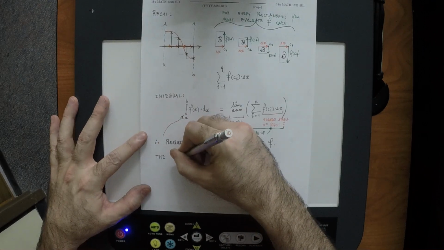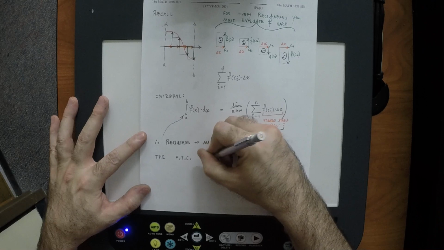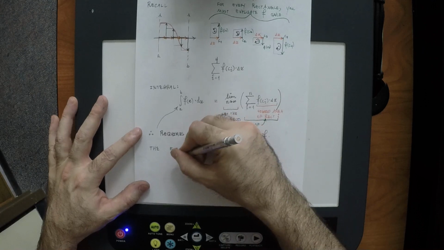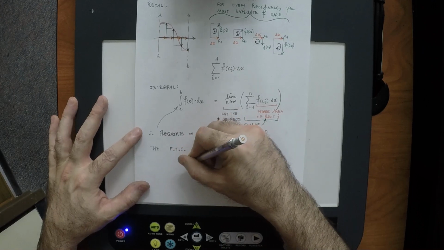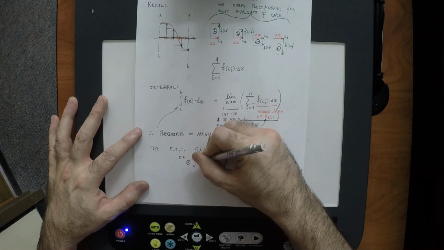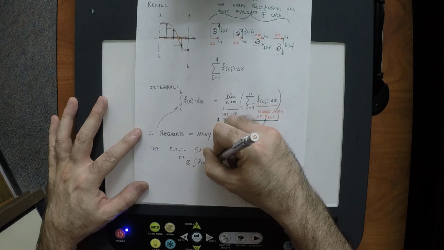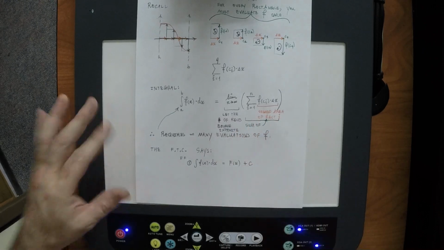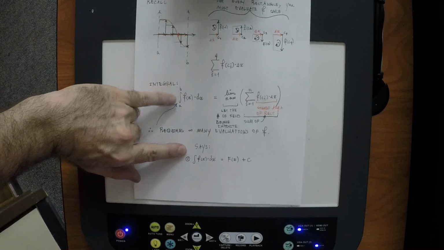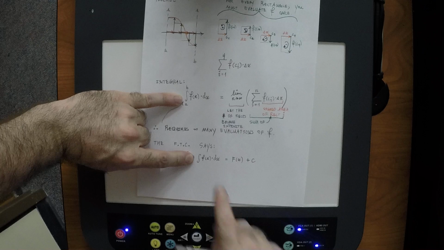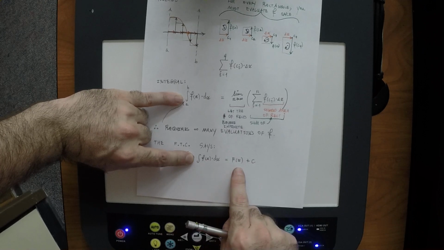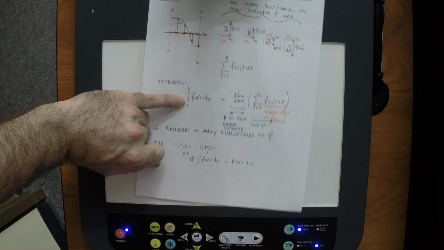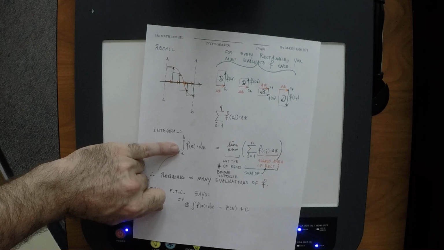The fundamental theorem of calculus says the following. If, in the first place, the antiderivative of little f of x dx is big F of x plus a constant. Now, these two things look similar, but they're not the same thing. The antiderivative of a function is another function. The integral of a function is a number. It's the assigned area. So they're not the same thing.